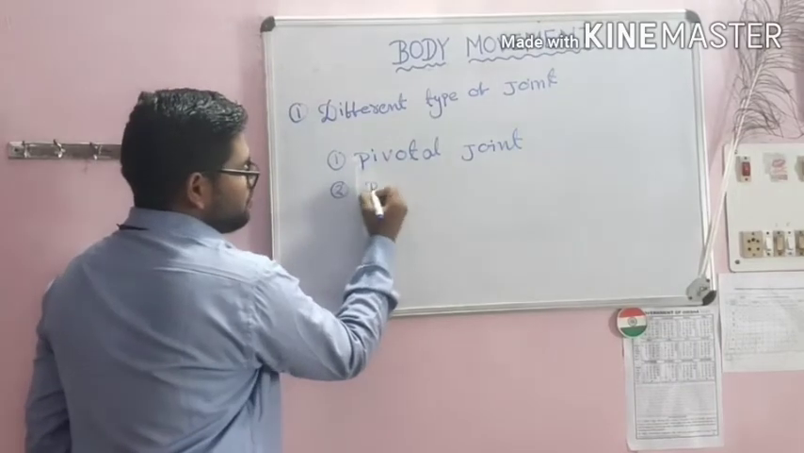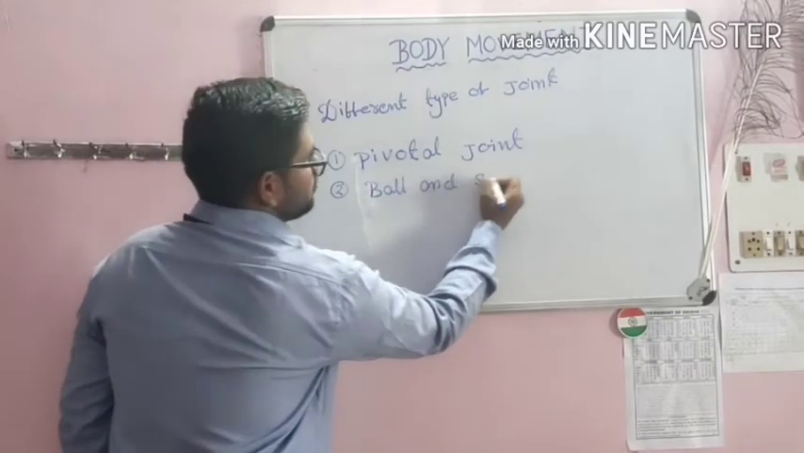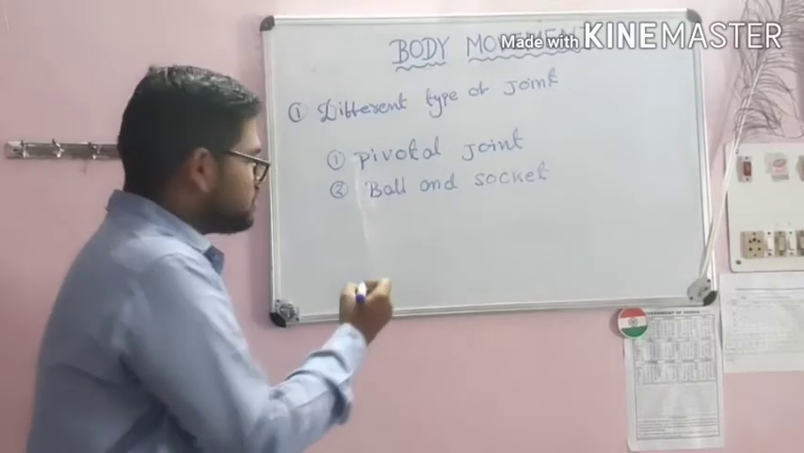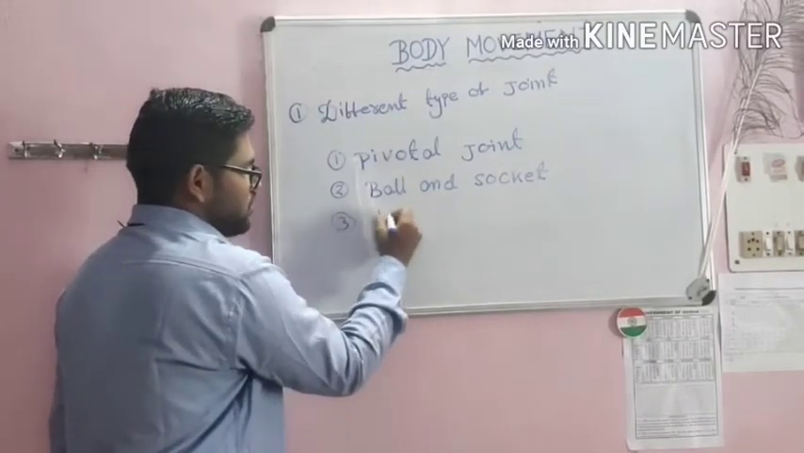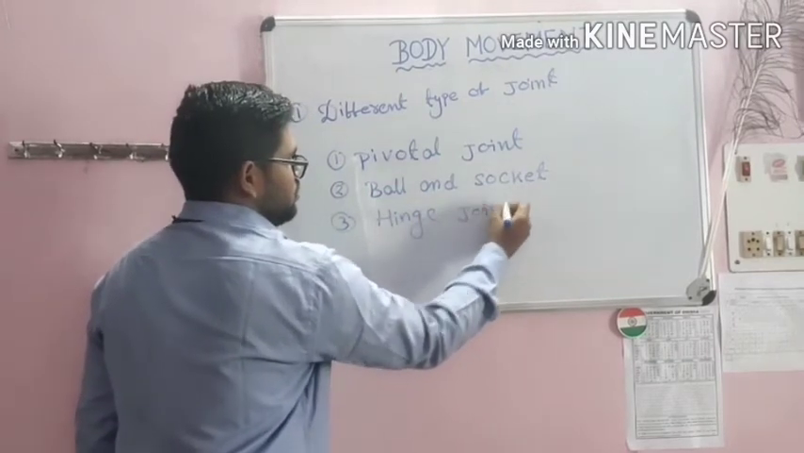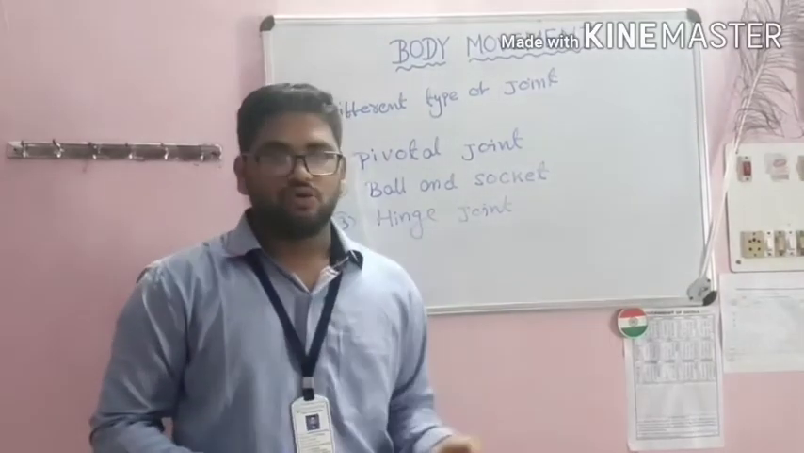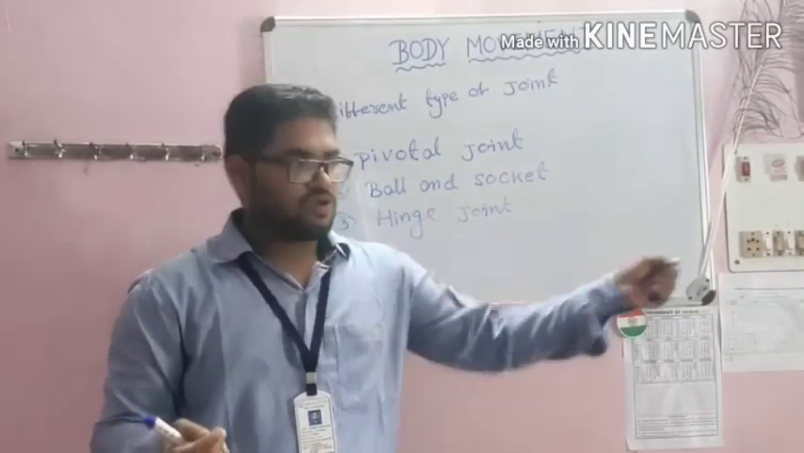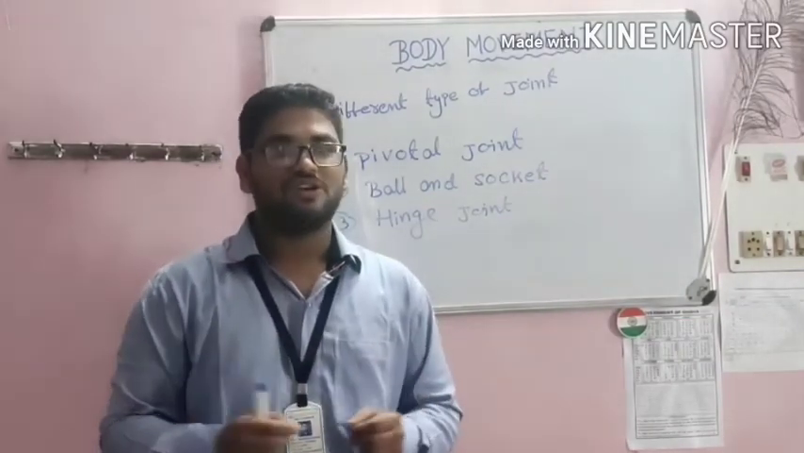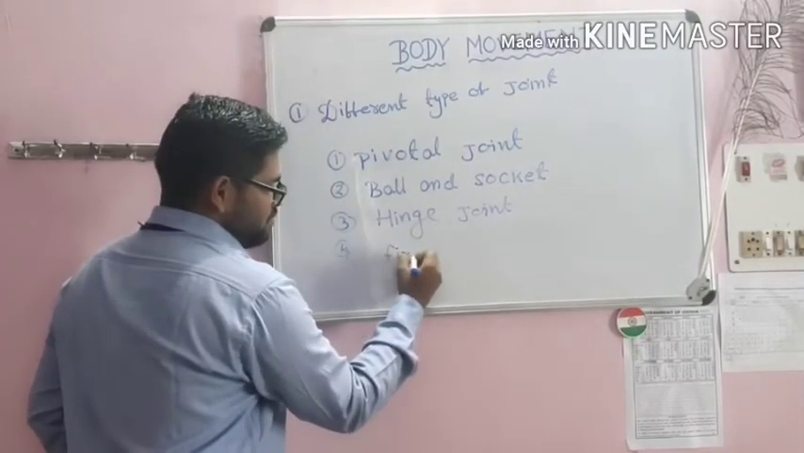Number two is ball and socket joint. Number three is hinge joint. You all have seen the hinge joint that is present in our gates, the doors of our home. Whenever we are opening there, it will open one side, that is called hinge. That type is called hinge joint. Number four is fixed joint, that is present in our brain.